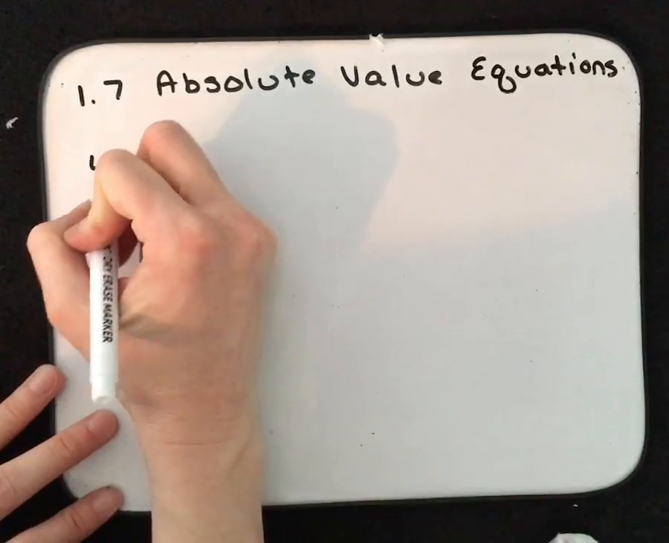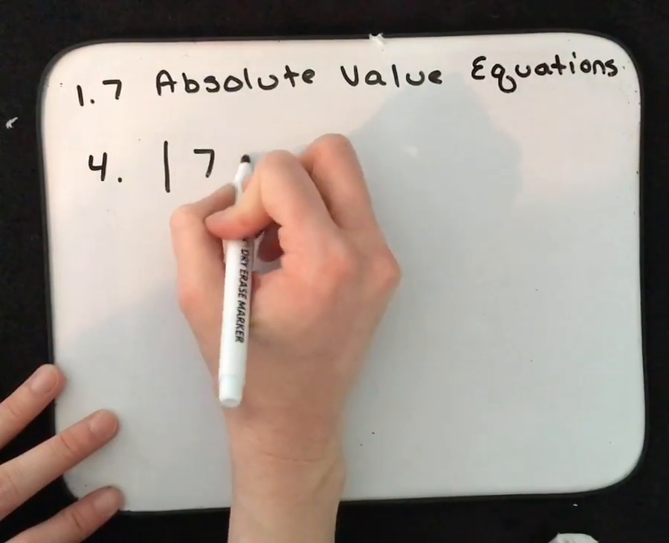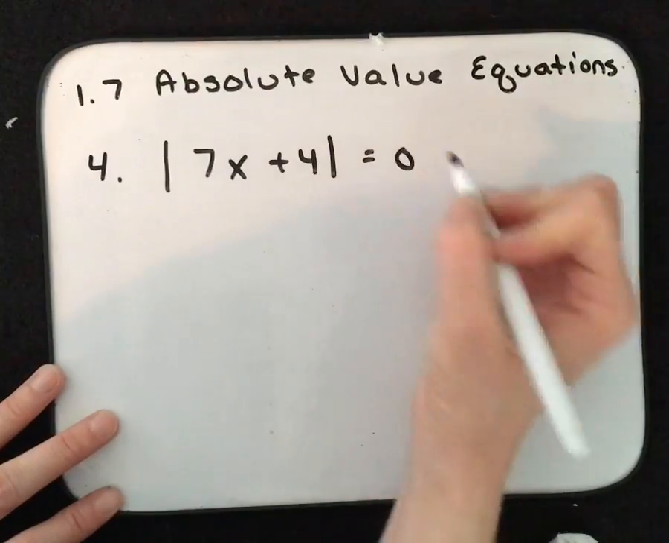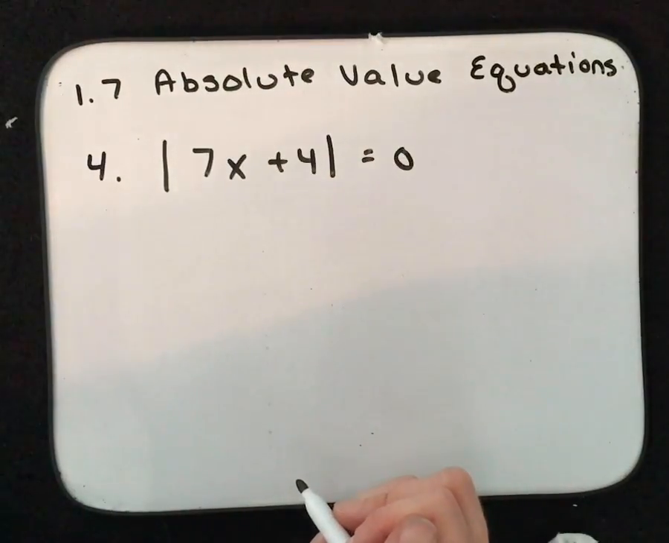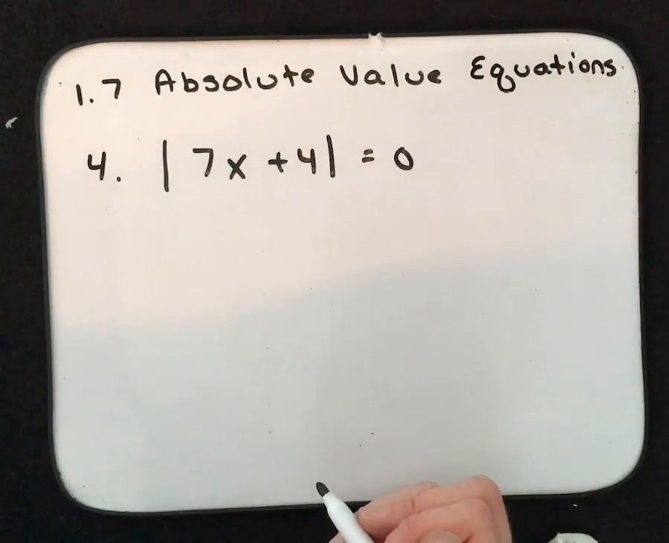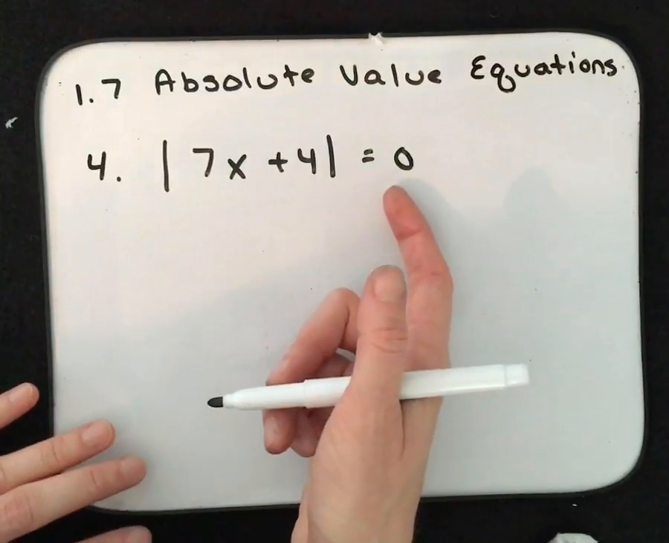Number 4. Absolute value of 7x plus 4 equals 0. Think about this one for a second. When we drew that number line, was there any such thing as negative 0? Can you be 0 spaces from 0 in the negative direction? So there's no negative 0 to consider.